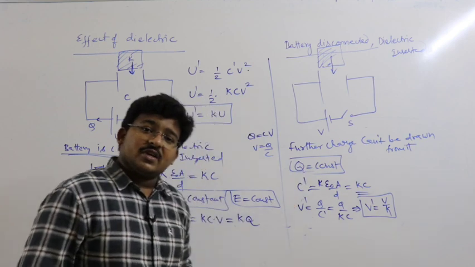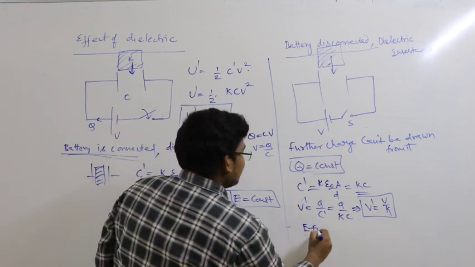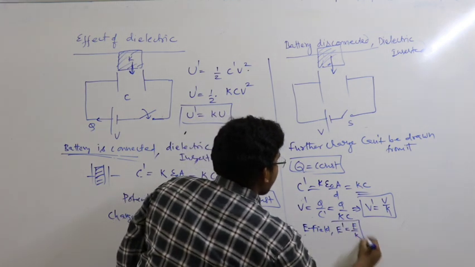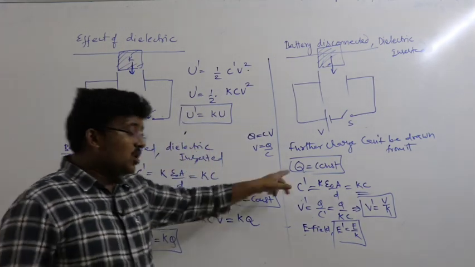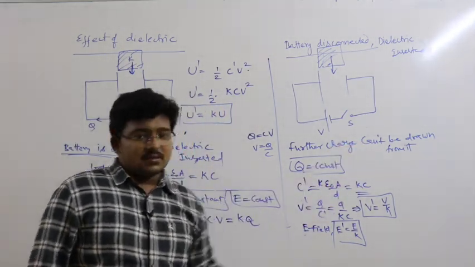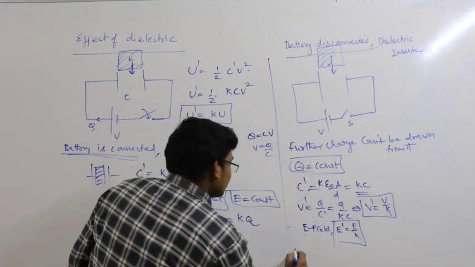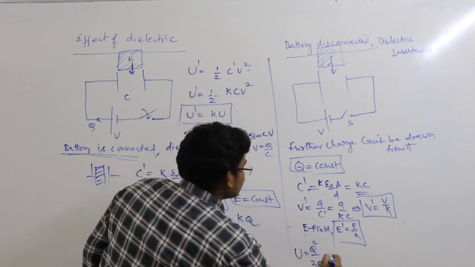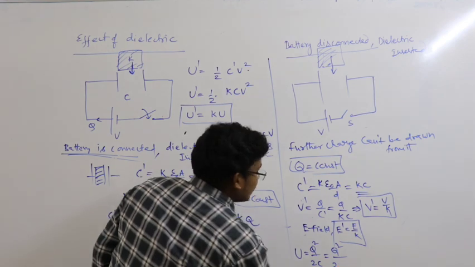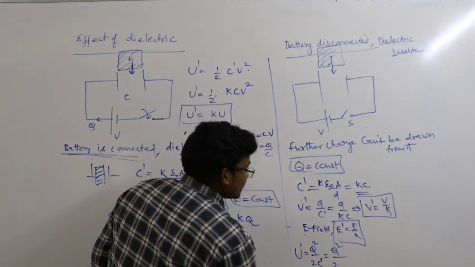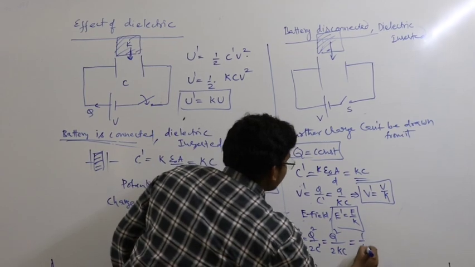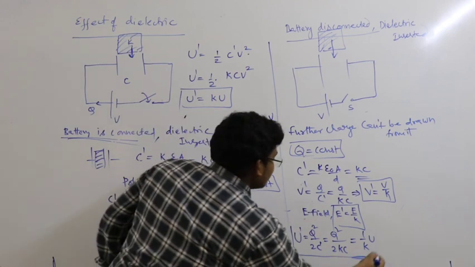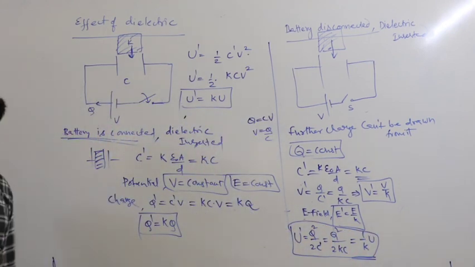When the potential drop decreases by K times, the electric field also decreases by K times. So here only charge is constant, capacitance increases, so the voltage must drop. Now what is the internal energy stored? Here charge is constant, so I am using the formula Q square upon 2C. So Q square upon 2 into C dash, so U dash I can say, K times C, so 1 by K times the internal energy. The internal energy stored is decreased by K times.